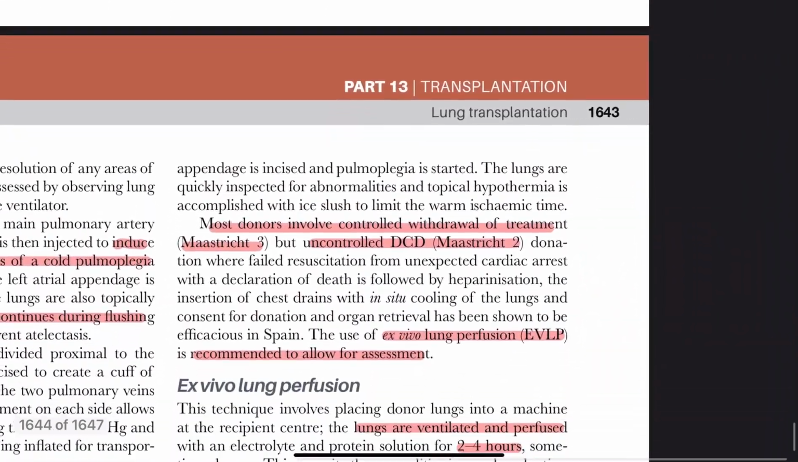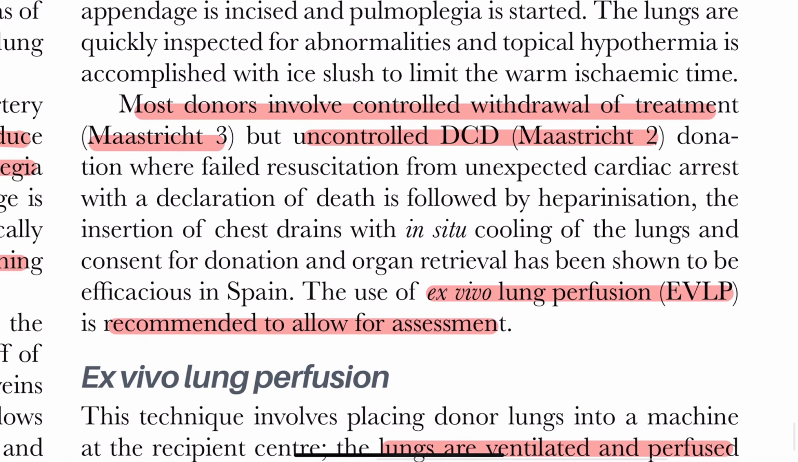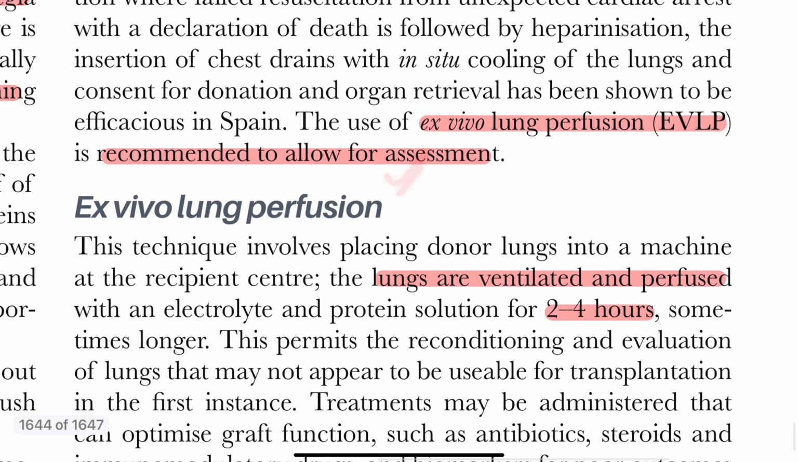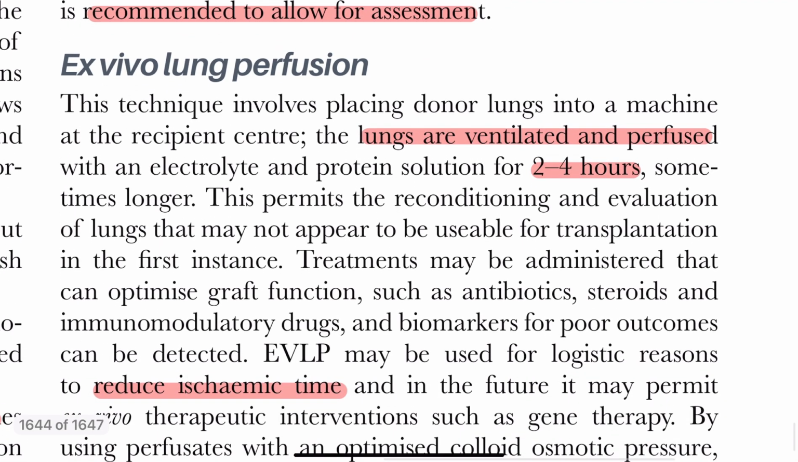Most donors involve controlled withdrawal of treatment, Maastricht 3, or uncontrolled DCD, Maastricht 2. So mostly Maastricht 3. Ex vivo lung perfusion, EVLP, is recommended to allow assessment. The picture you have seen just now: ex vivo lung perfusion.